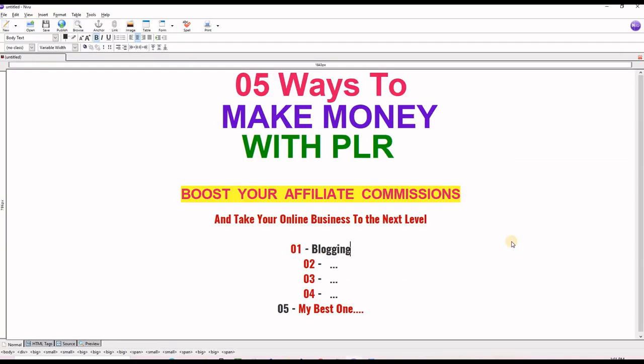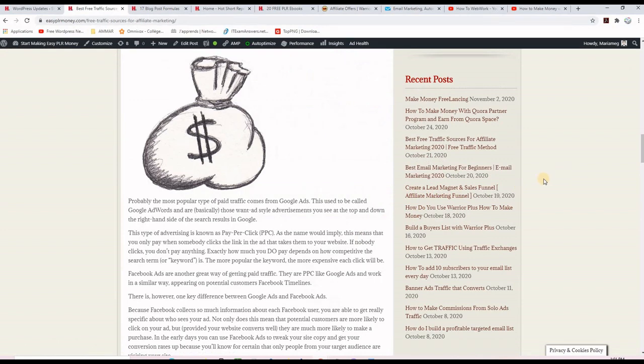Now, the first strategy that I like to use with the PLR content is blogging. And if I take a look here at my blog, this is actually a blog post that came from PLR. What I did is that I put my own words, I inject my keywords, and then I publish it on my blog. And if you can see this widget here saying recent posts, you can see that I am posting on a regular basis: November 2nd, October 24th, 21st, 18th, like minimum 2 articles a week.